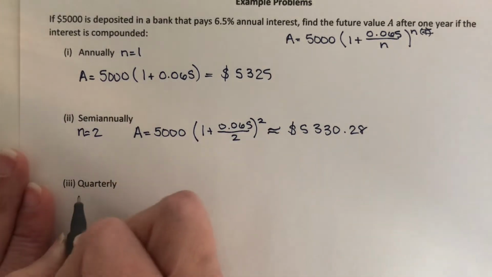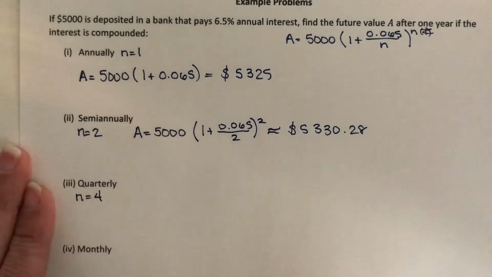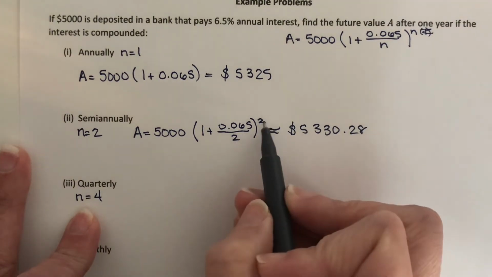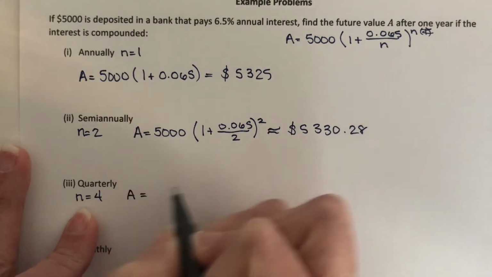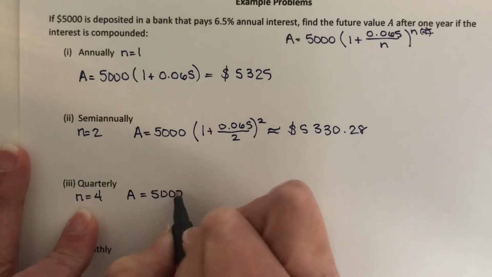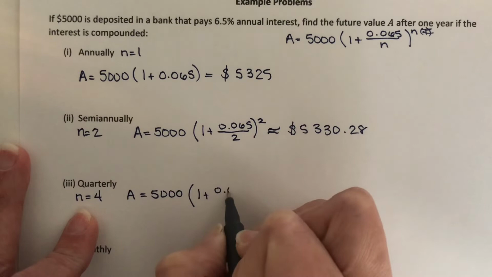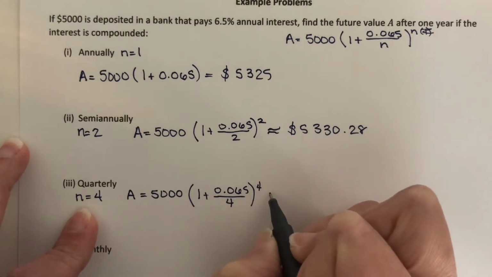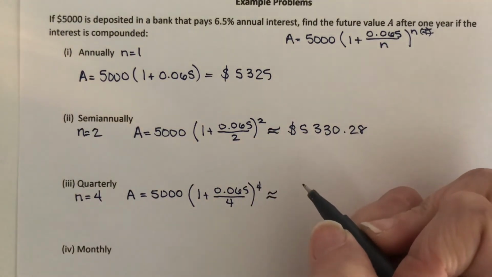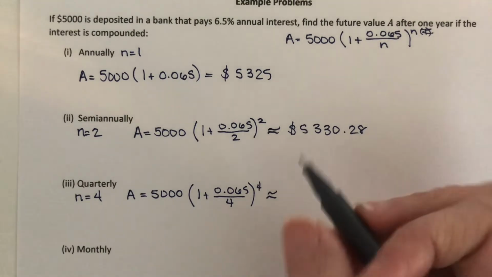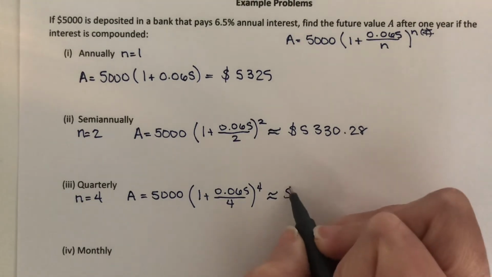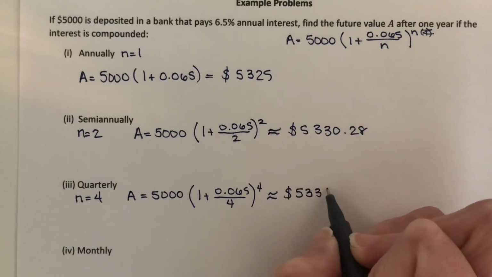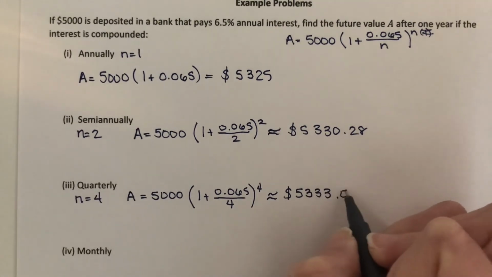Quarterly, that means 4 times a year. N equals 4. So again, plugging in the same place, this is going to be a 4, that's going to be a 4. So A is equal to 5,000 times 1 plus 0.065 over 4 to the 4th power. And when you do this arithmetic, remember, it should be more than this, but not dramatically so. Your answer is $5,333.01.